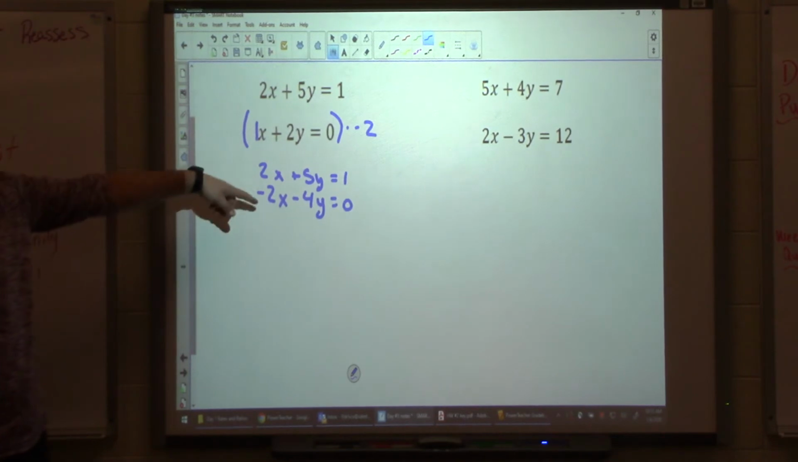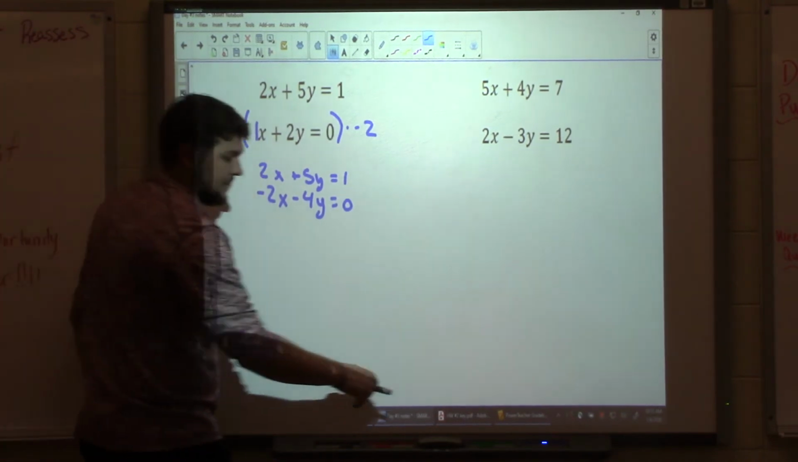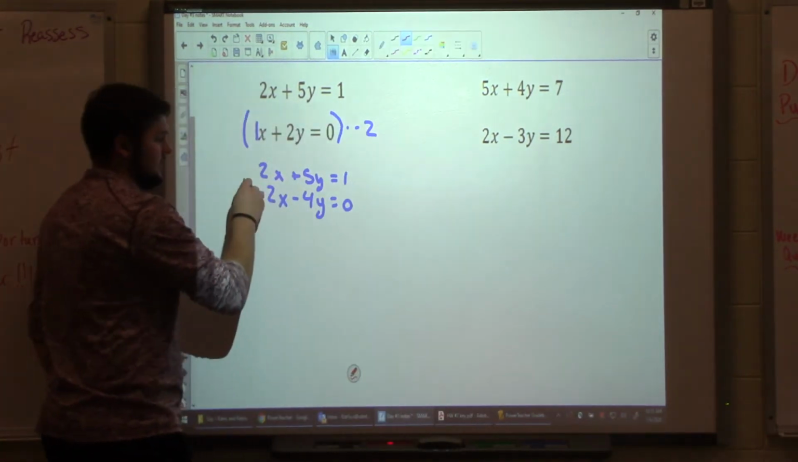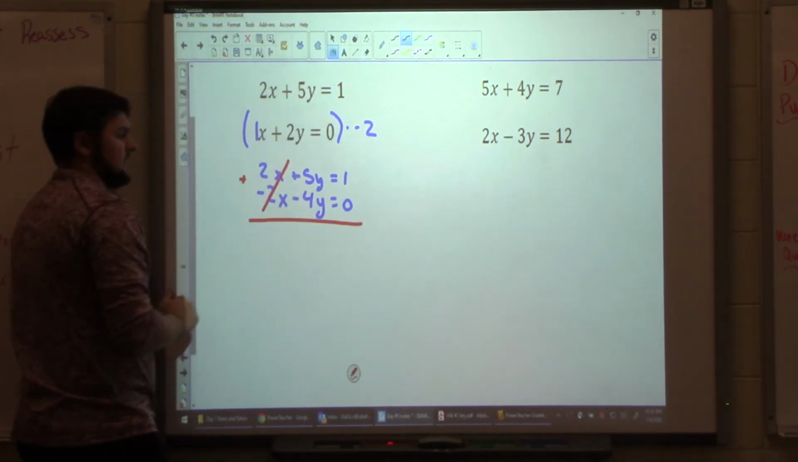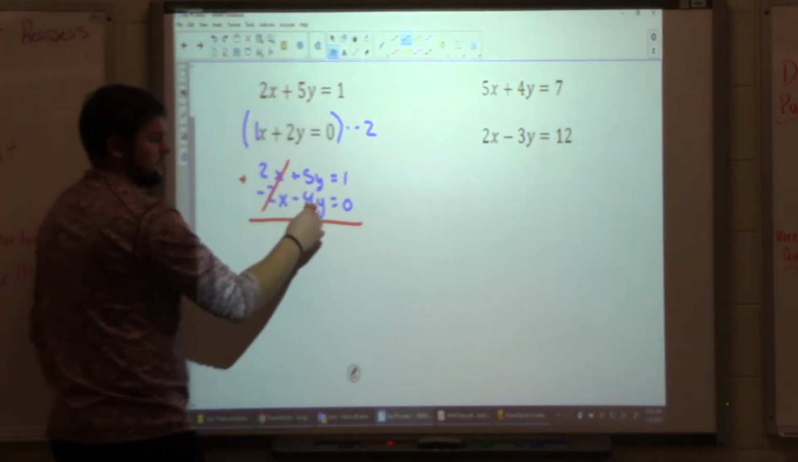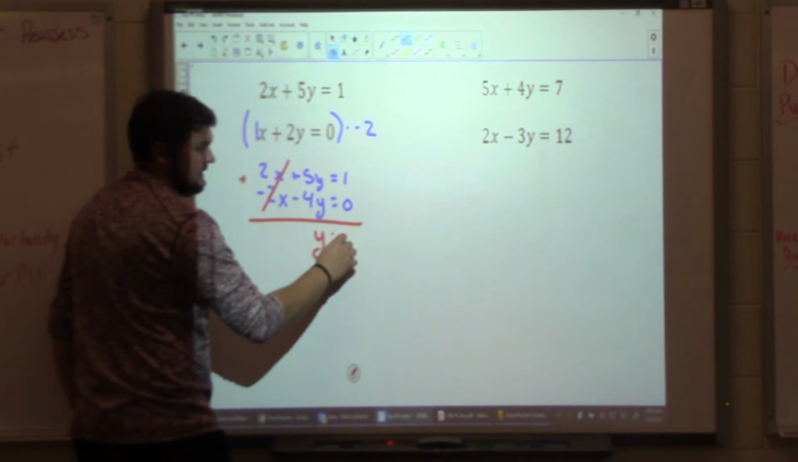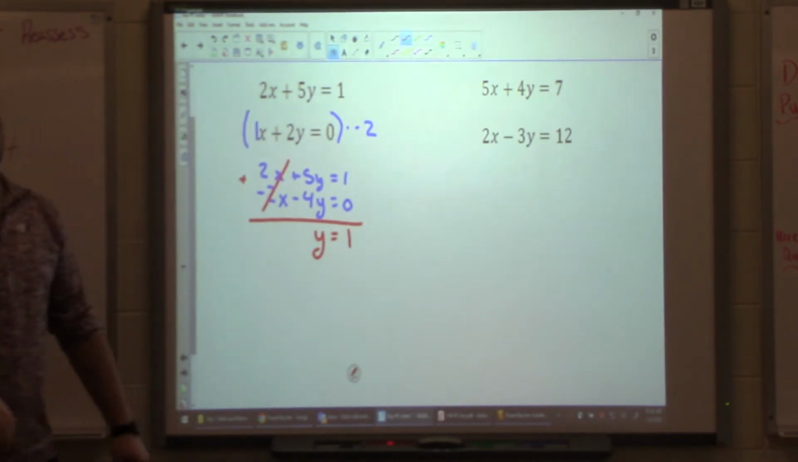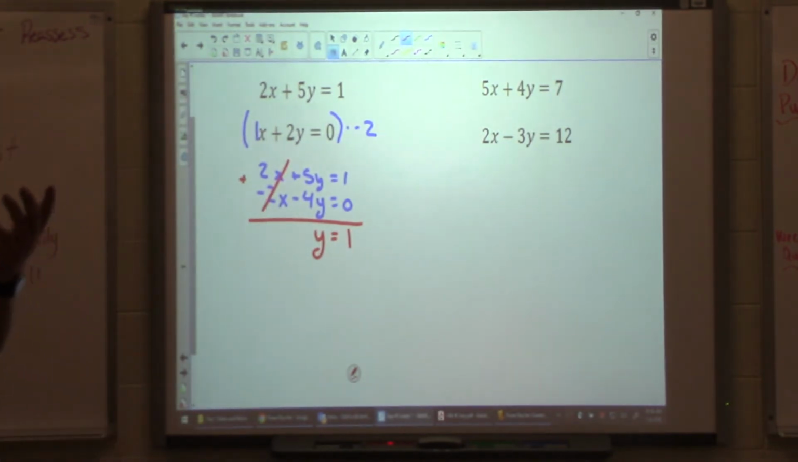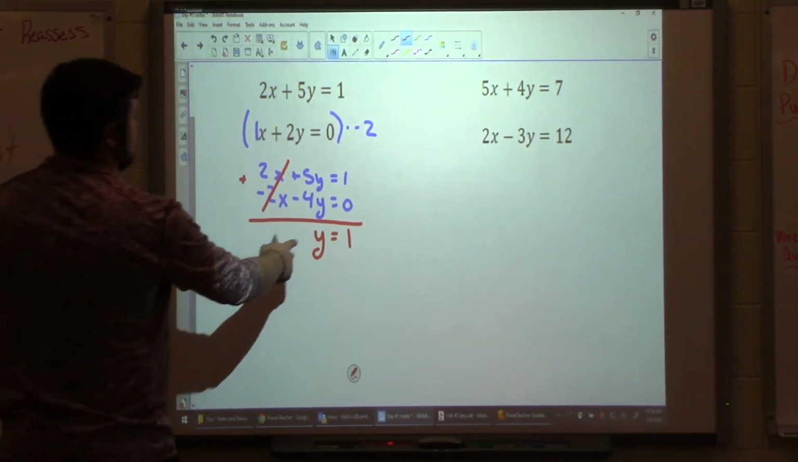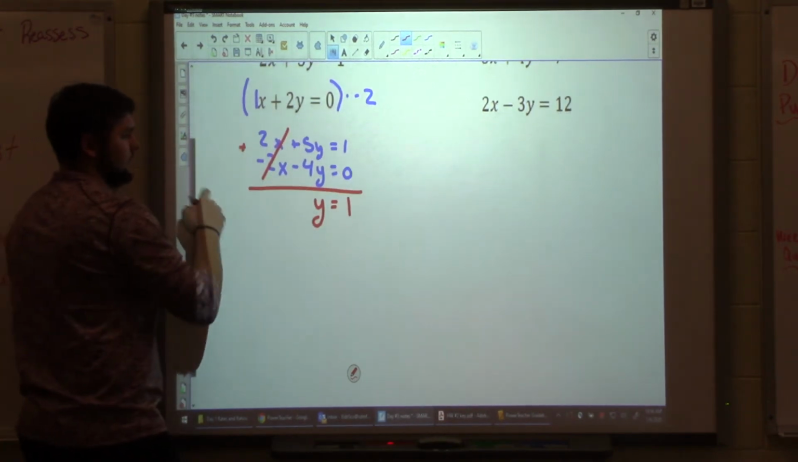Now I have opposite coefficients. Now I can just combine them. 2x plus negative 2x cancels. 5y plus negative 4y gives me 1y equals 1. Well, it's easy. I don't have to do any solving now for y. Okay, so you get y equals 1. Then you plug it back into your equation. I'm going to plug it into the bottom one.